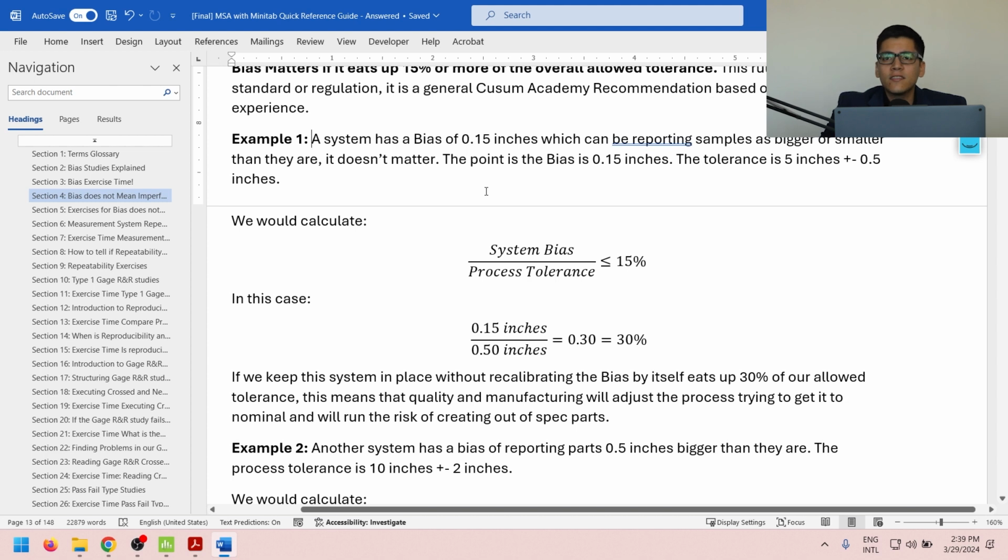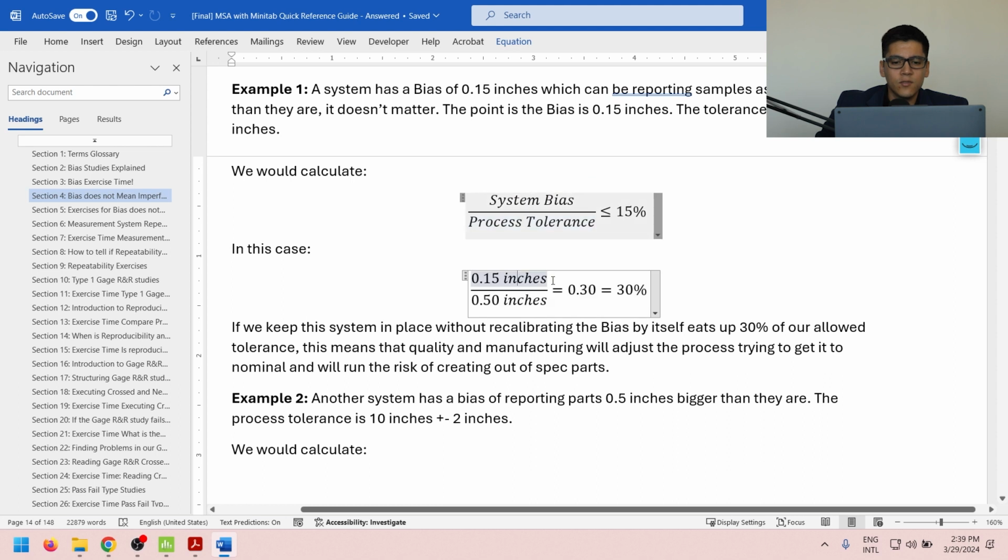Let's say that we have a system that has a bias of 0.15 inches, which can be reporting samples as being bigger or smaller than they are. It doesn't really matter. The point is that the bias is exactly 0.15 inches. The tolerance of the parts that I want to measure is 5 inches plus minus 0.5 inches. We would now calculate accordingly. System bias divided by process tolerance. My bias is 0.15 inches. I will divide that by 0.50 inches, and this gives me 30%.